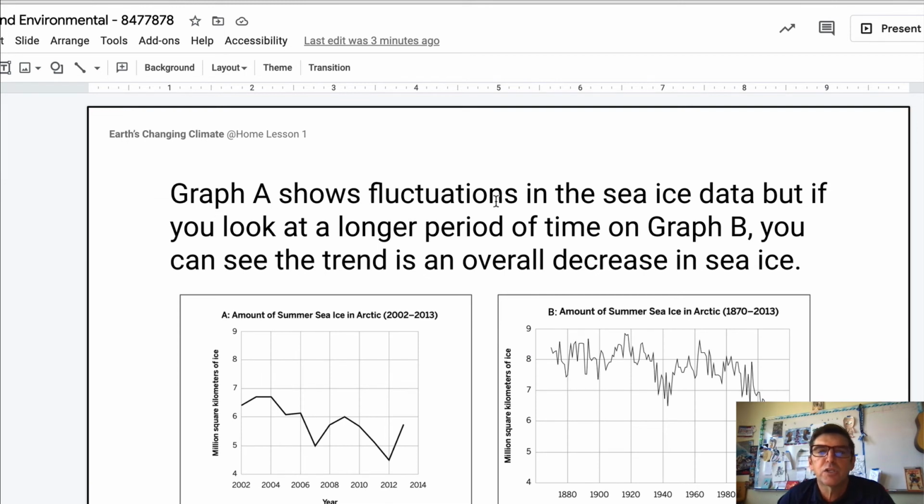Graph A shows fluctuation in the sea ice data, but if you look at a longer period of time on graph B, you can see the trend is an overall decrease in sea ice. So notice graph A, and this is answering our questions, shows fluctuations in sea ice data kind of trending down, but kind of similar. Over here, you see a stronger trend down, a decrease in sea ice.